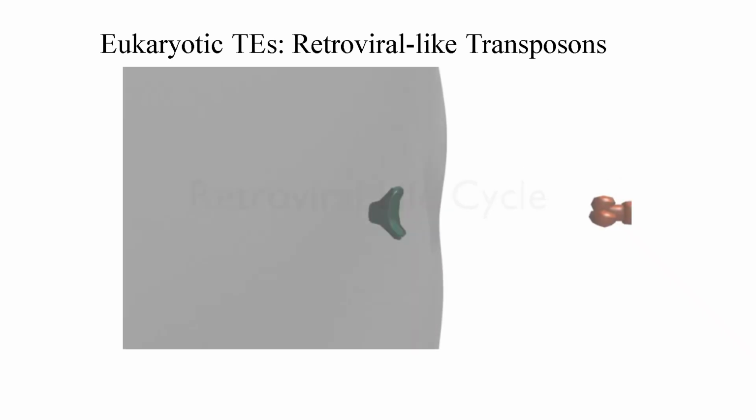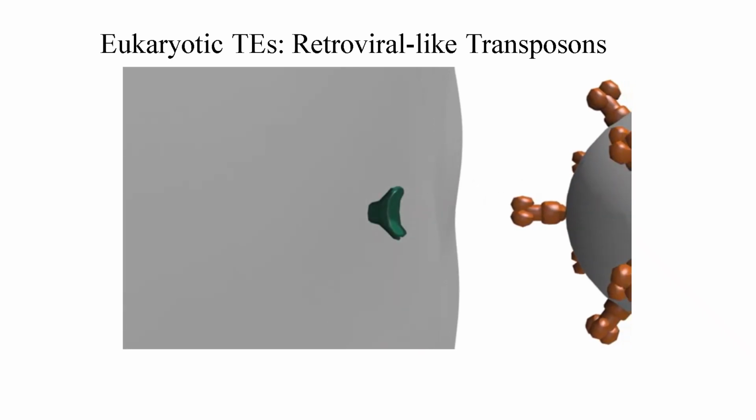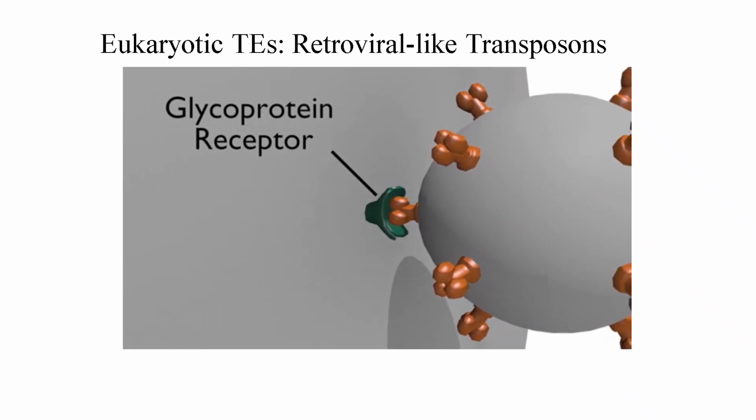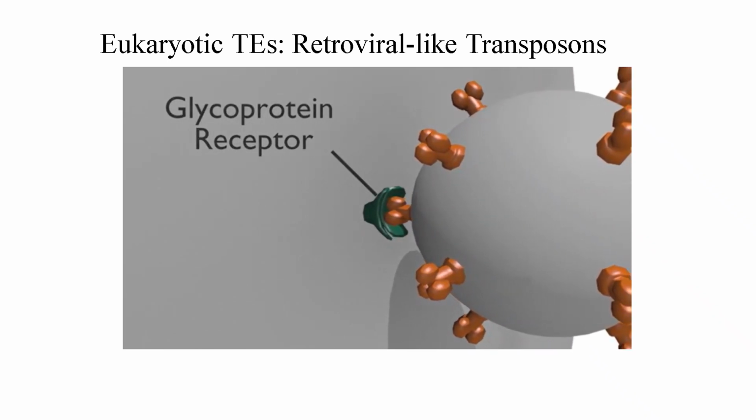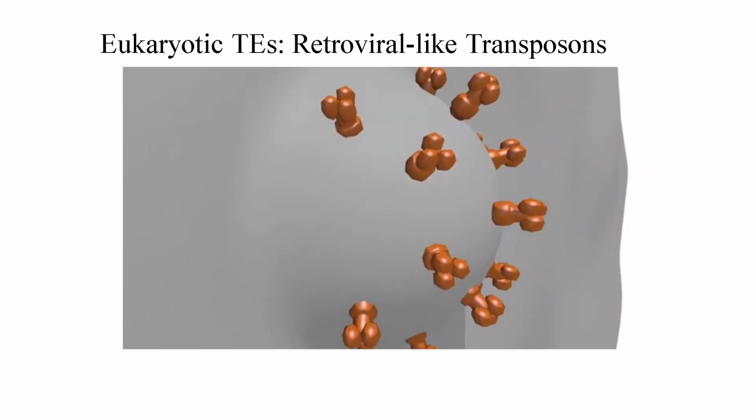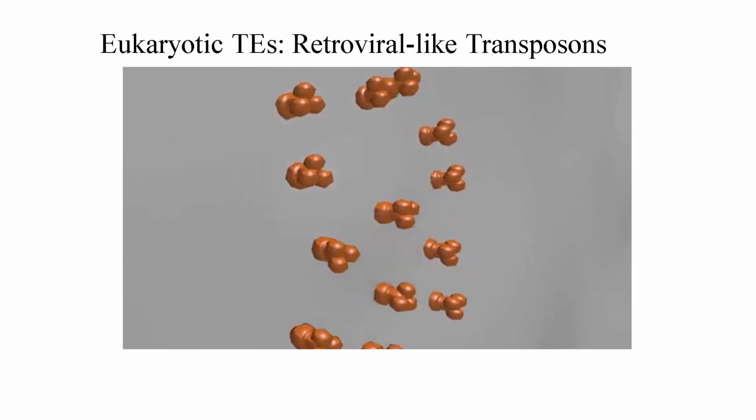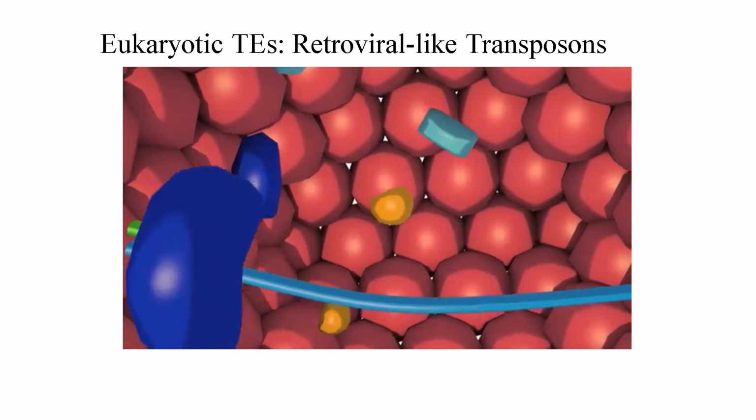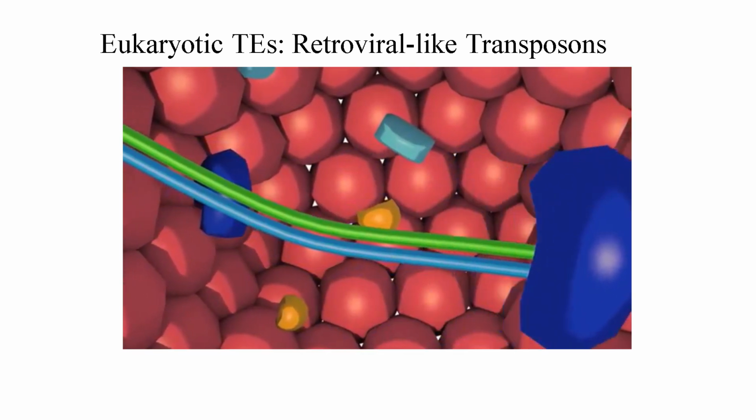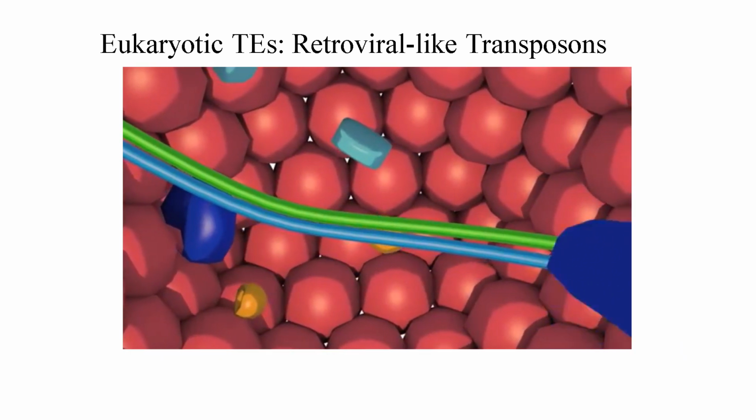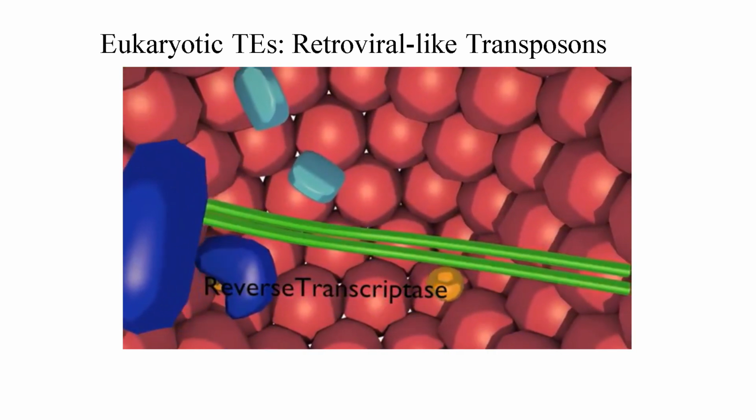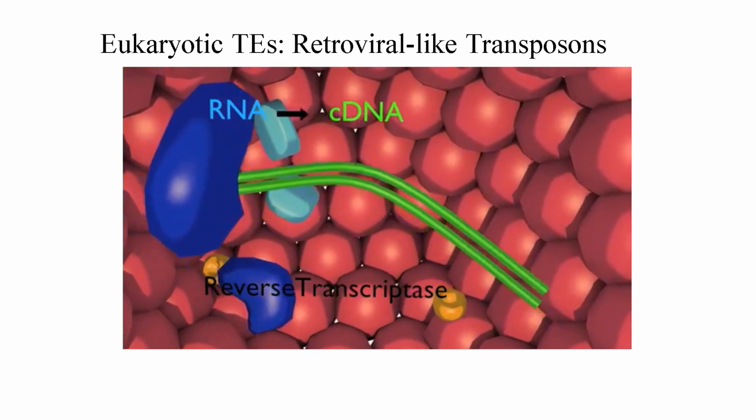Let's now consider the retroviral life cycle in detail. During infection of a cell, the virion binds to a specific surface receptor protein via the viral glycoproteins. The viral envelope then fuses with the host cell membrane, delivering the capsid and its contents into the cell. Once inside the host cell, the viral RNA genome is converted into a double-stranded DNA genome by the virally encoded reverse transcriptase, an RNA-dependent DNA polymerase.